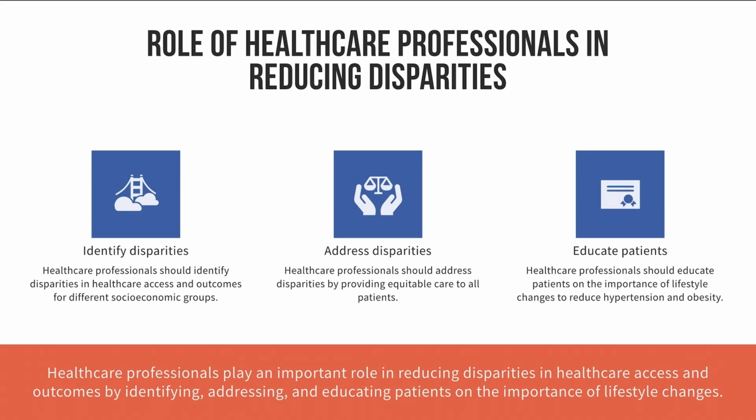In this particular slide, I would like to focus more on the role of a healthcare professional: identifying any disparities in healthcare access, addressing them, providing equitable care for all patients, and educating the patient. Very important is the importance of lifestyle changes to reduce conditions like hypertension and obesity. So, healthcare professionals, as all of us know, play an important role in reducing disparities in healthcare access and outcomes. By identifying, addressing, and educating the patient on the importance of lifestyle changes, we can possibly reduce the disparities.